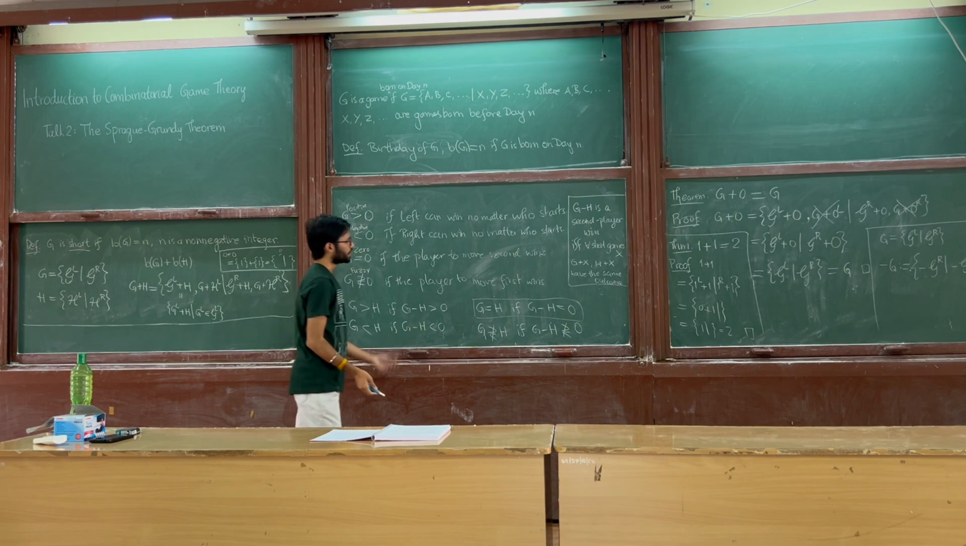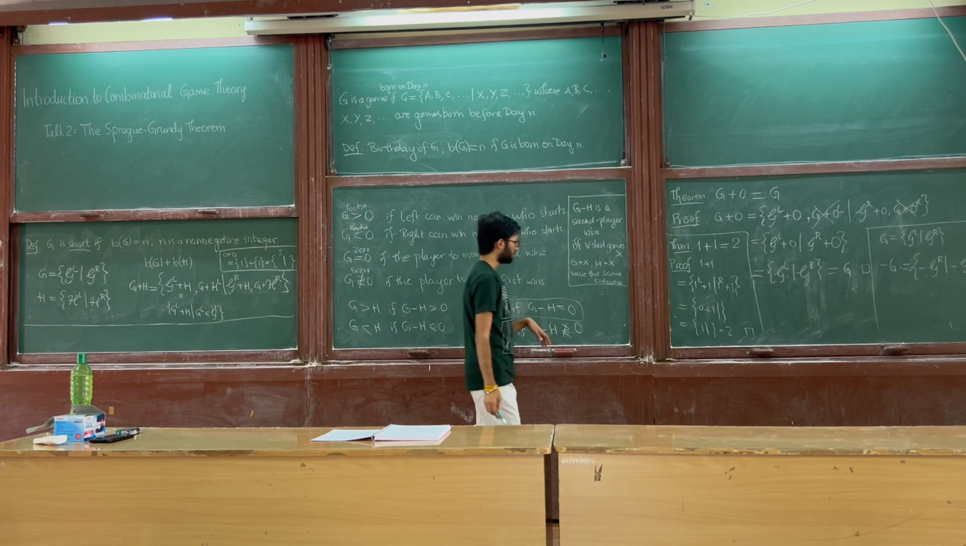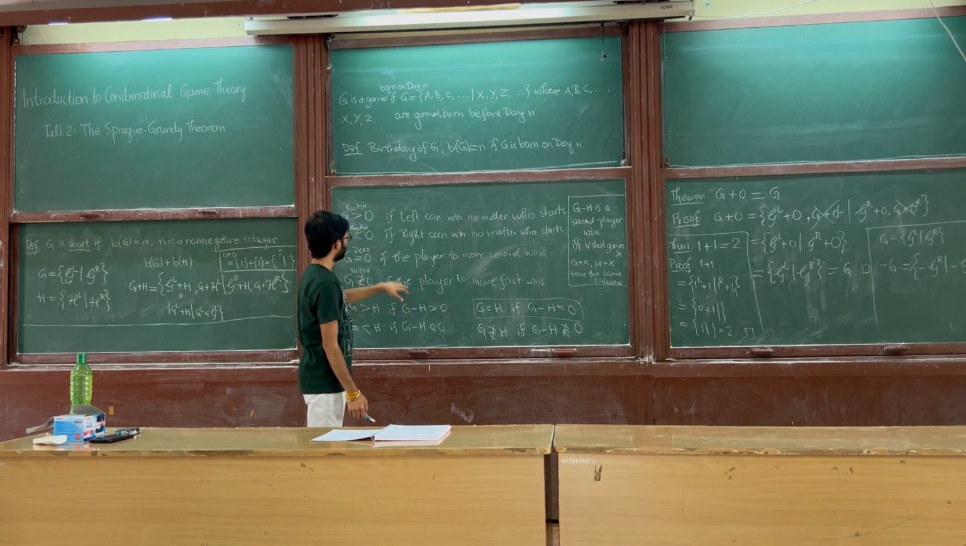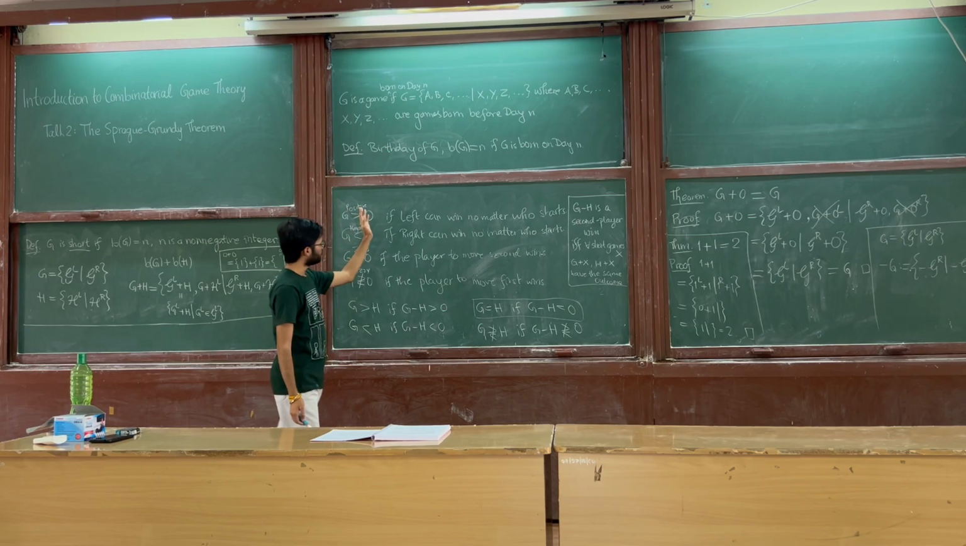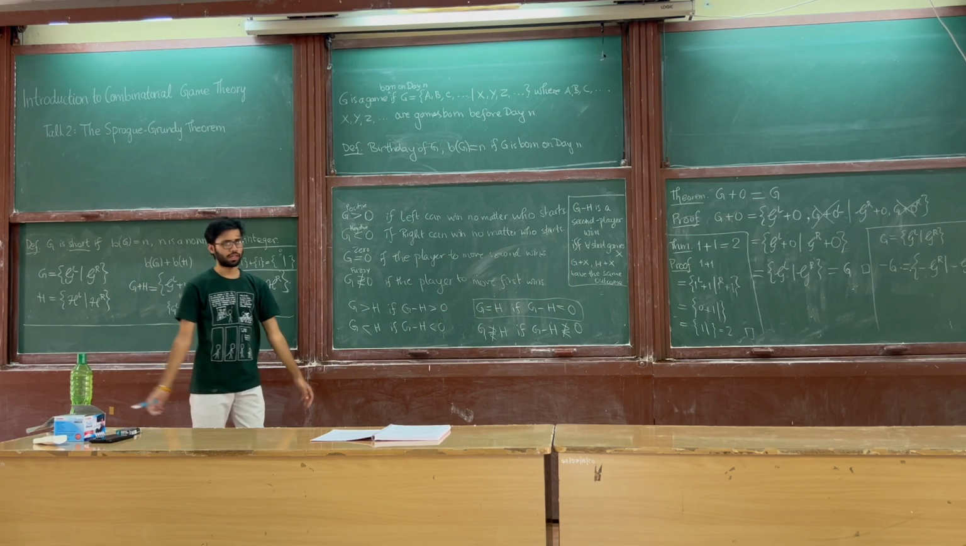So G minus H is the second player win if and only if for all short games X, G plus H plus X and H plus X have the same outcome. What is outcome? Outcome is one of these. If you ignore all of this, you could in fact prove this yourself, it's a silly exercise.